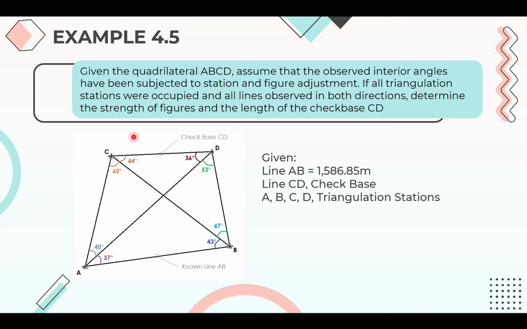So other than this sentence, the other given is the known line AB. So line AB has a distance of 1,586.85 meters. This is our known line, and this is our check base. So we will be solving for this later. And we also know that points A, B, C, D are triangulation stations. So this is our given. So we will first find the strength of figure factor, letter F, right?